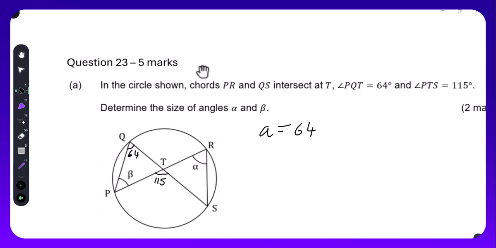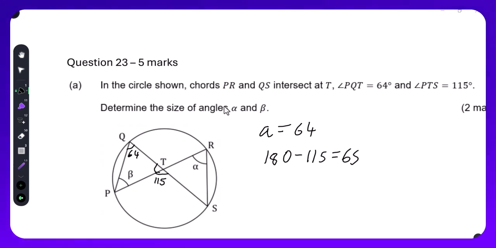Now, we will also be able to know that QTS is going to be 180 minus 115 to get our straight angle in here, because it's obviously a straight line that goes from Q to S. So 180 take 115 equals 65.